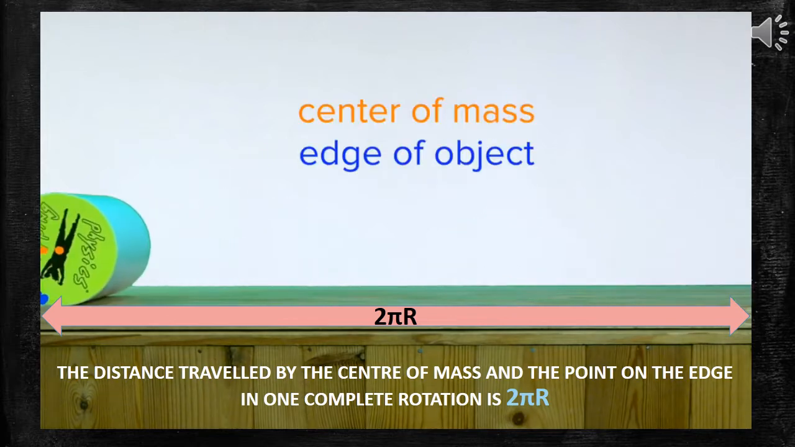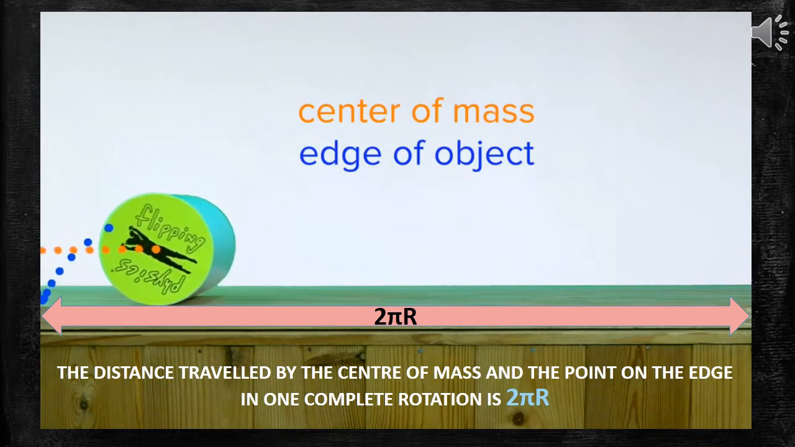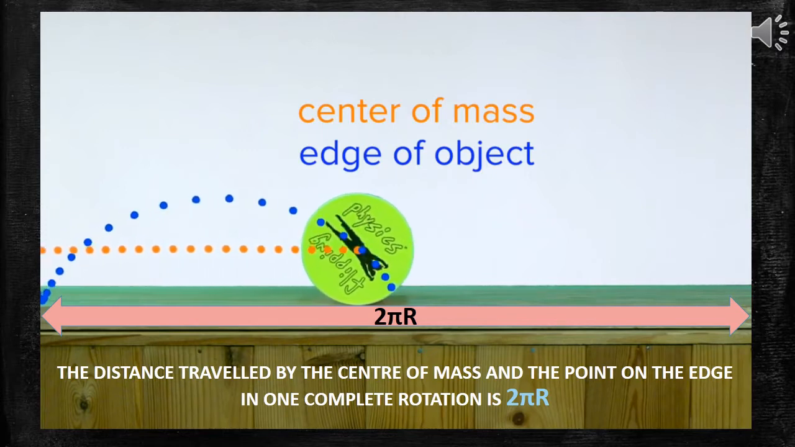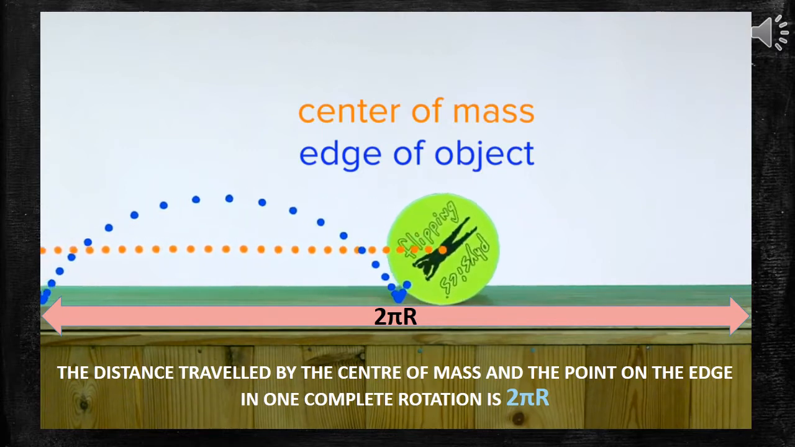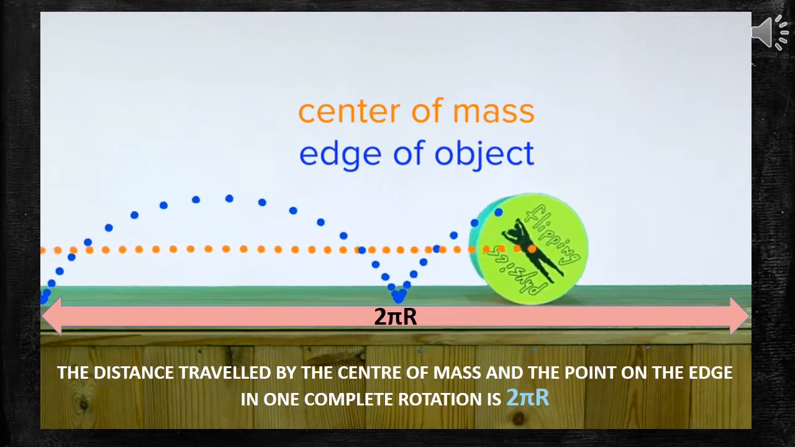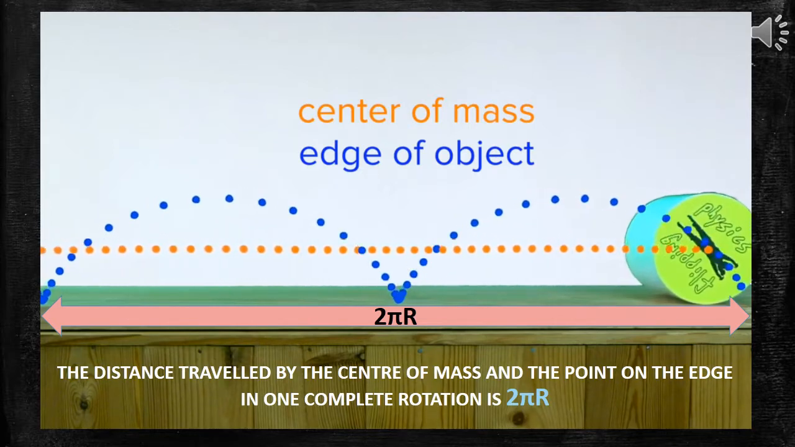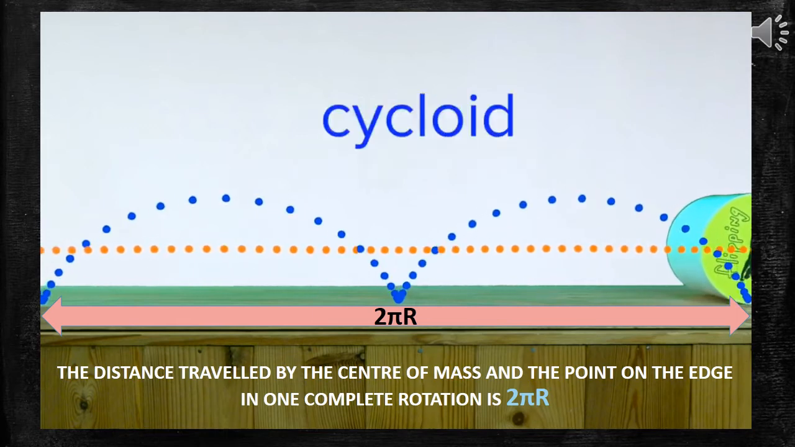When it is completing one complete rotation, observe the movement of the center of mass and observe the movement of the point on the edge. The center of mass will move in a straight line. The point on the edge will travel in the cycloid path. But the distance covered by both will be equal to the circumference of the rolling object, that is equal to 2 pi R.